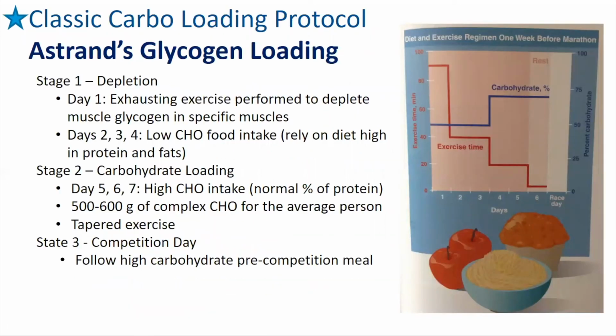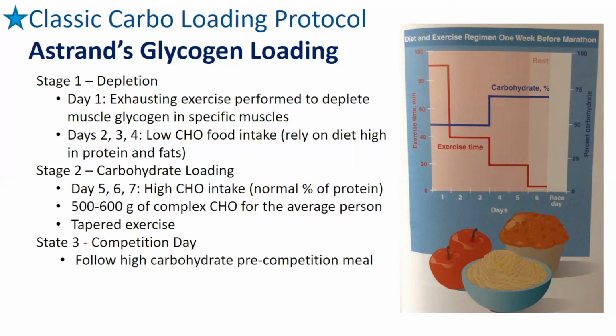So the classic carbo loading protocol is Astrand's glycogen loading, where it requires depletion of glycogen in the first stage. On the first day, you're going to perform exhaustive exercise to deplete your muscle glycogen in the particular muscle you're looking to maximize. So if you're going to be in a rowing competition, it makes sense to deplete your carbohydrates in the upper body instead of going out for a run. If you're going to be running a marathon, it makes sense to deplete your muscle glycogen by using your legs for a run until volitional fatigue.